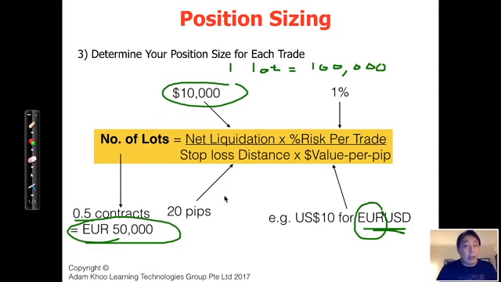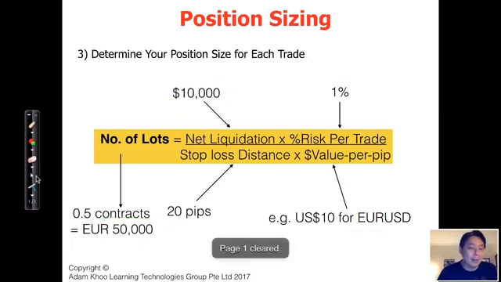Okay. You may say, hey, isn't that risky? I only got 10 grand and I'm buying 50 grand, right? No, it's not risky because you've got your stop loss there. So the worst that can happen is that you lose $100, right? Because you're risking 1% of your net liquidation. So your risk is not 50,000, don't freak out. Your risk is $100, okay? Because of the stop loss. That's why you've got to place a stop loss, right?